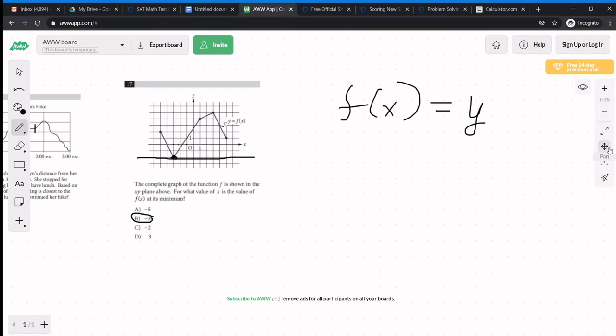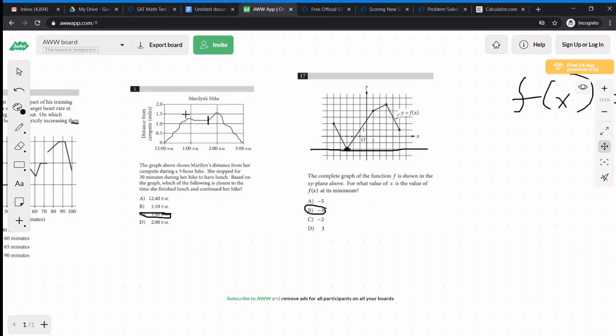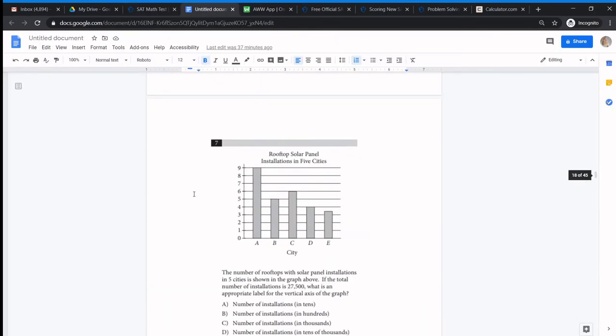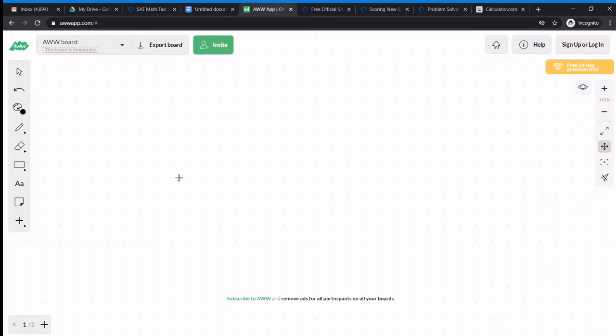So these questions aren't that bad. It's just looking at a graph, maybe sometimes looking at the context, seeing what it's trying to ask for, and then interpreting it. It's not too bad at all. After a couple problems, you should be able to get the hang of it. And now we have this problem.